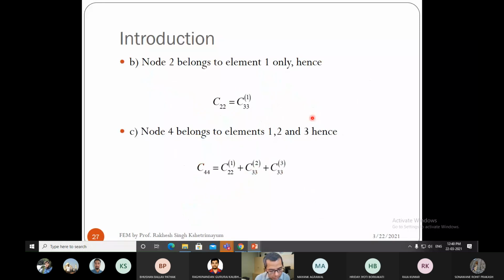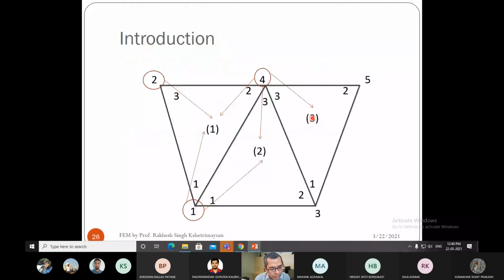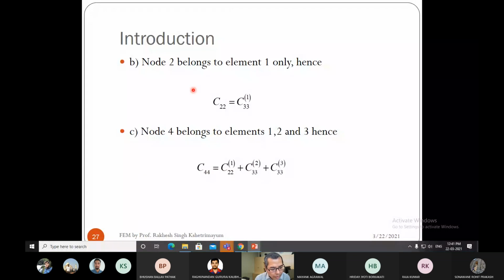That's how you find out. So let's see. If I want to find C22, C22 is only connected to element 1, and this is local node number 3. So C33_1 would be the C22.